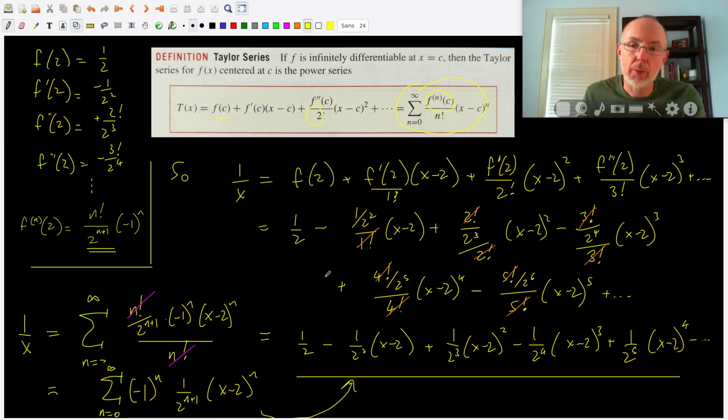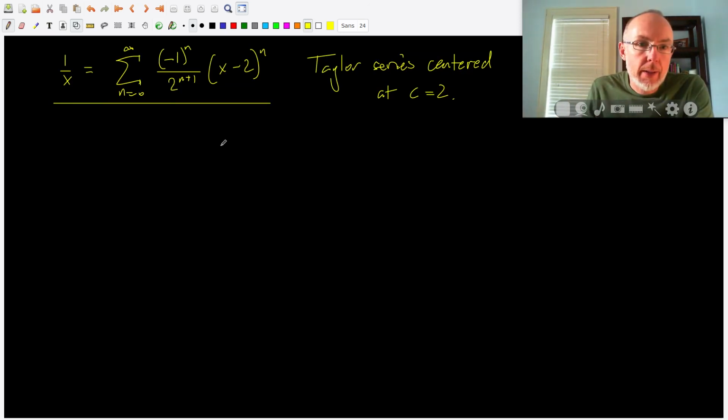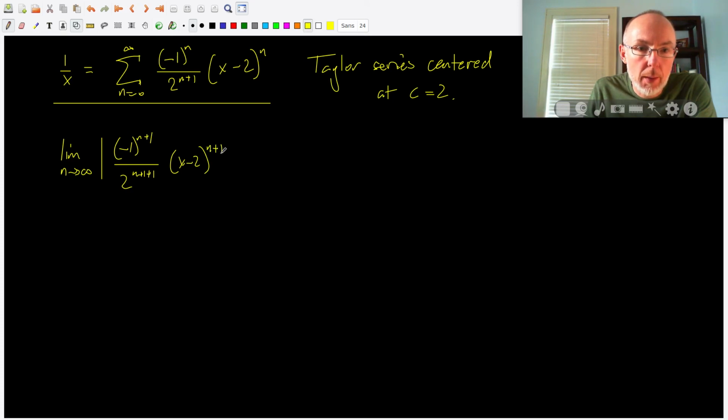The last thing I want to do is find the interval of convergence of this Taylor series. So here's our general form, and again, if we're going to look at the radius of convergence, we need to use the ratio test. So just plugging in the n plus 1th term, it's going to look like 2 to the power of n plus 1, and then x minus 2 to the power of n plus 1, and then I'm going to divide it by the nth term. So flipping those things around, I'm going to have 2 to the power of n plus 1 over minus 1 to the power of n, x minus 2 to the power of n.